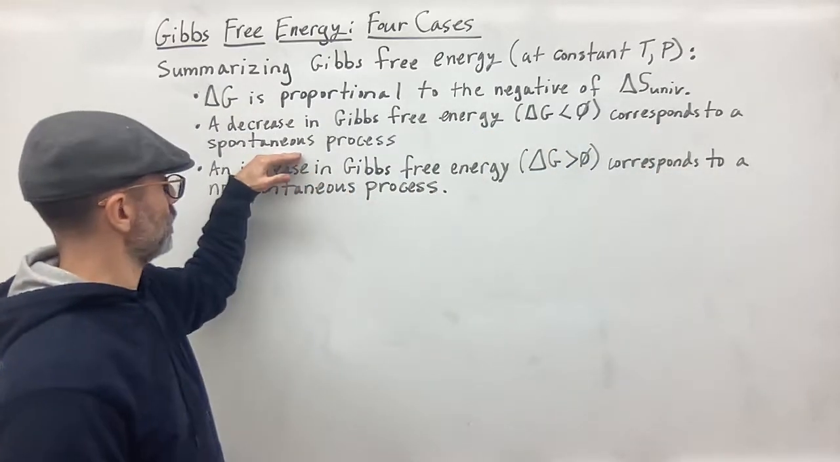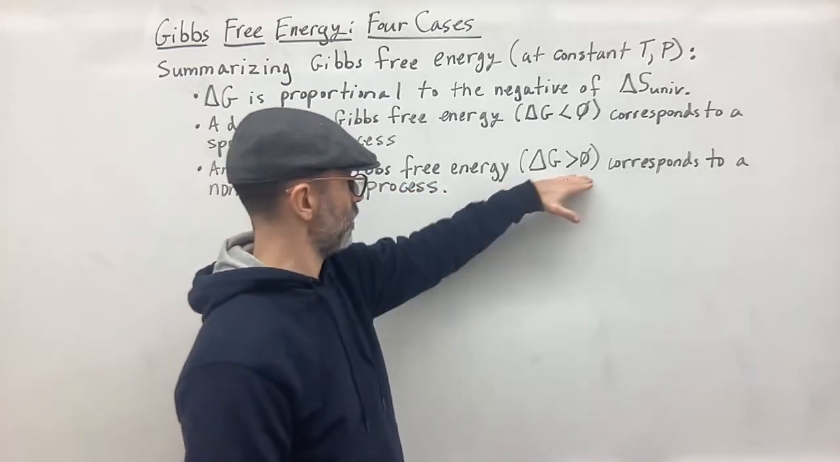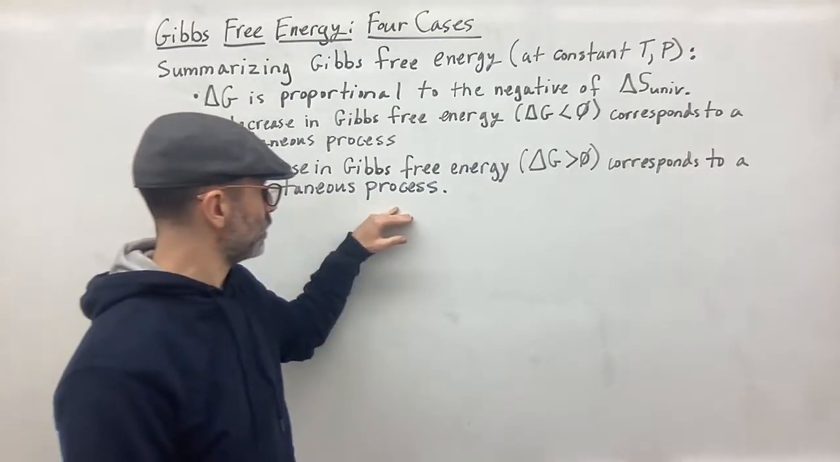So that tells us that a decrease in Gibbs free energy, which is going to be negative, corresponds to a spontaneous process, and an increase in Gibbs free energy, which means that delta G is going to be positive, corresponds to a non-spontaneous process.